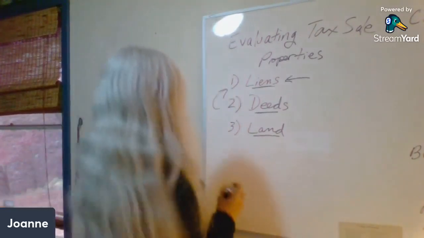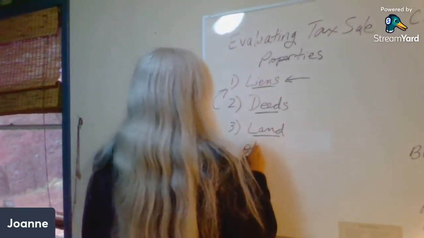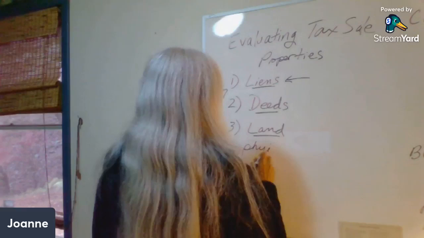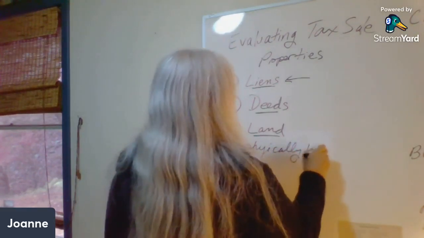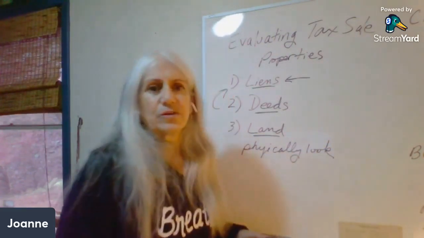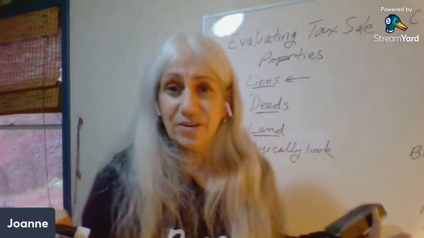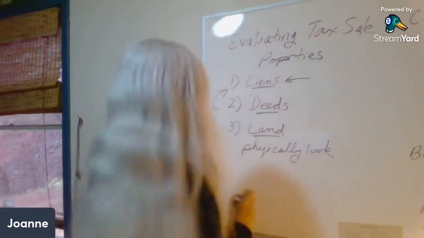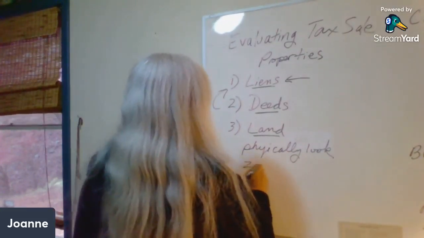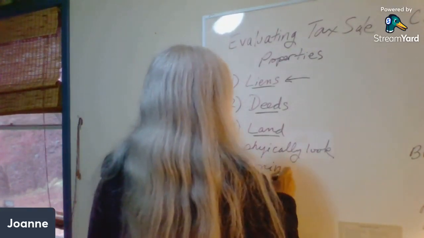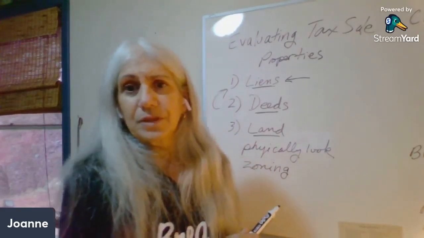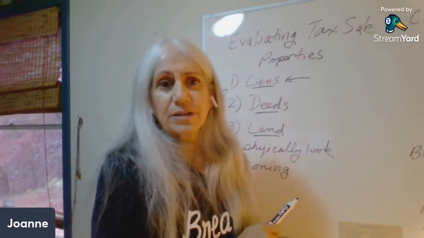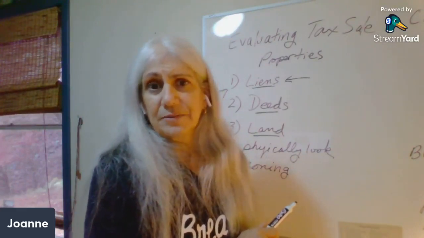So you physically look at it, or have somebody else look at it for you, or maybe you know the area. You can also check with the zoning officer, which is something that I recommend you do anyway. You want to call the zoning department in that town and find out if you can build on it.